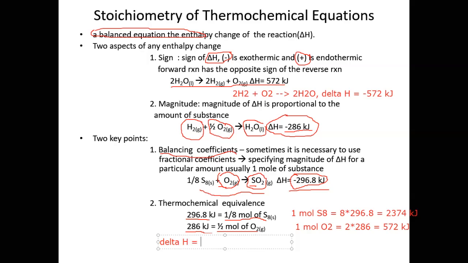Now we're going to use this information, and remember that delta H equals Q of reaction divided by N, where N is the number of moles. So remember this equation here when we're doing stoichiometry involving thermochemical equations. Delta H equals Q of reaction divided by N. So now we're going to look at a few examples involving thermochemical stoichiometry problems.